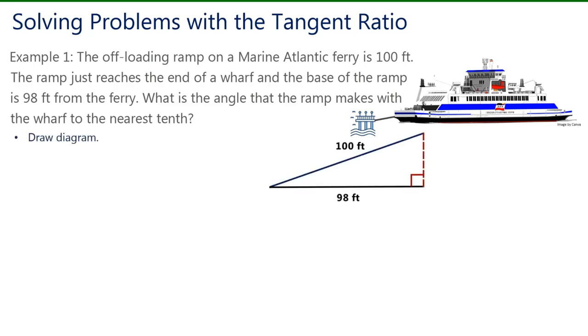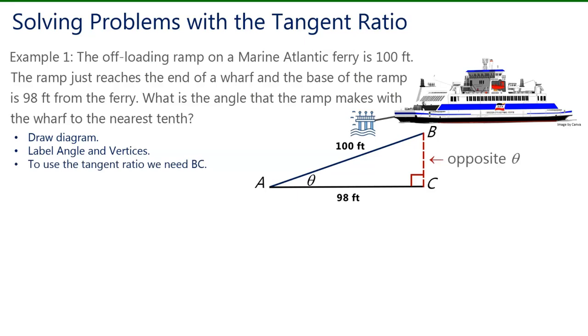First, let's draw a diagram. Next, let's label the angle and the vertices. Here's angle theta and the vertices A, B, and C. In order to use the tangent ratio, we need the opposite to theta, side BC. To do that, we need to use the Pythagorean theorem. We know AB squared equals AC squared plus BC squared.